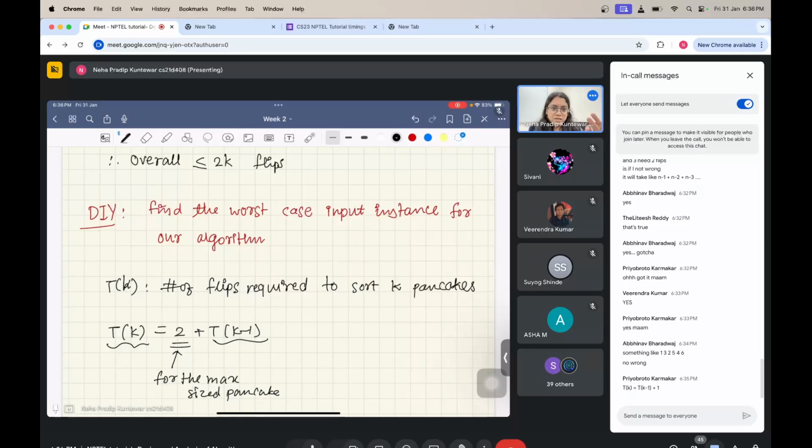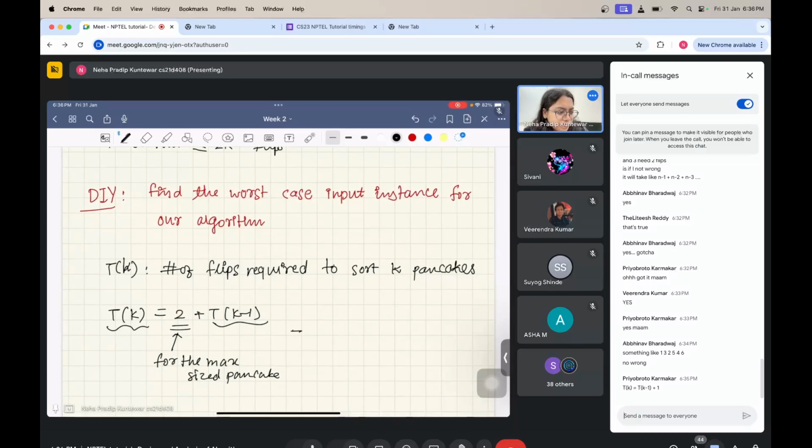Otherwise, if it does not, it's still fine. But you can try substituting here. You can use the substitution method or anything, and try to solve this, and you'll end up getting something like 2k.